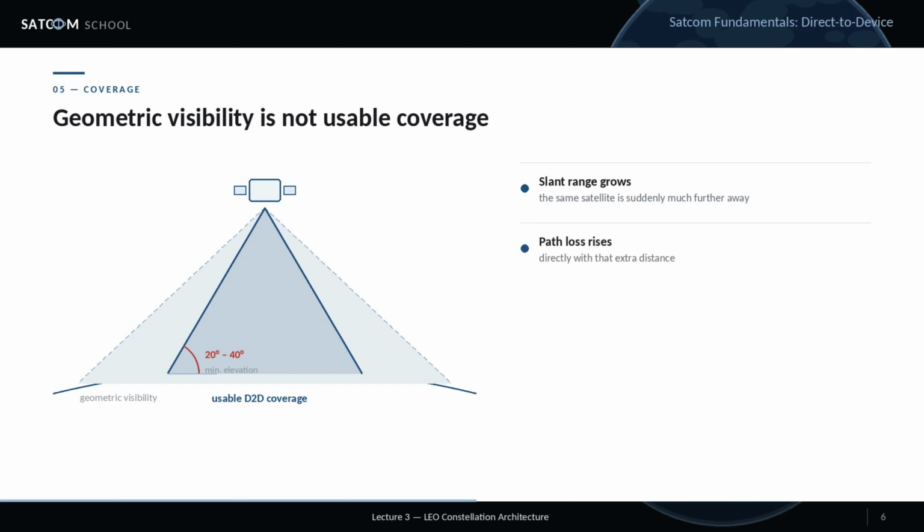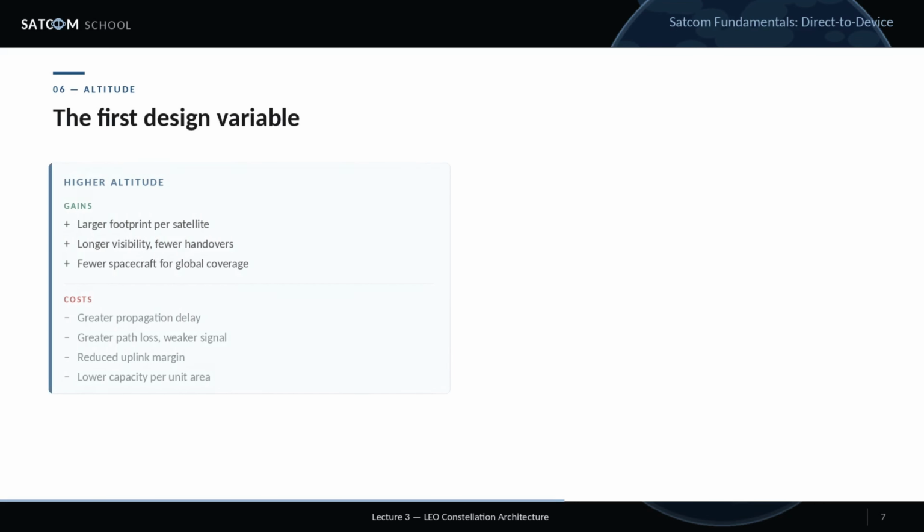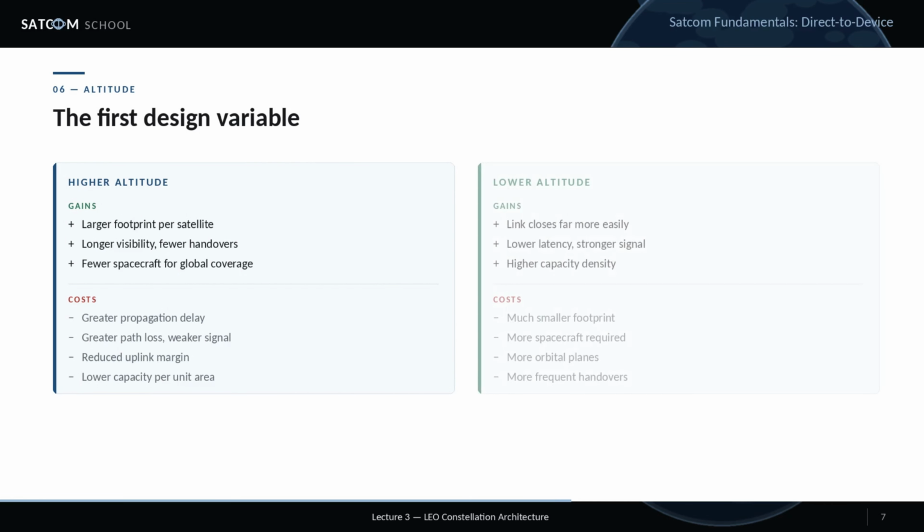Next, a distinction that matters more than it sounds. A satellite at 550 kilometers has geometric line of sight to a circle thousands of kilometers across. But geometric visibility is not usable coverage. Near the horizon, the slant range grows. Path loss rises. Phased array scan loss eats your beam edge gain. The signal crosses more atmosphere, and terrain, buildings, and the user's own body get in the way. Real systems therefore impose a minimum elevation angle, often between 20 and 40 degrees.